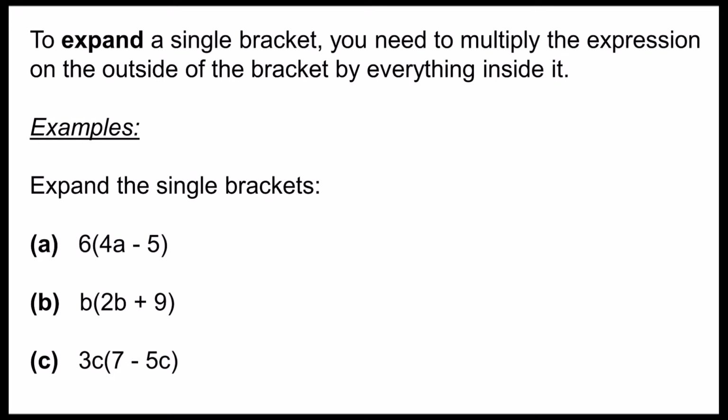So in part A, it asks me to expand 6 on the outside with 4a minus 5 inside my bracket. Because I have a 6 on the outside, I want to multiply that by everything on the inside. So that's 6 multiplied by 4a and then 6 multiplied by minus 5 at the end. 6 times 4 is 24, therefore that gives me 24a. And 6 times 5 is 30, therefore 6 times minus 5 would be minus 30 at the end. So that's my final answer for the first example.